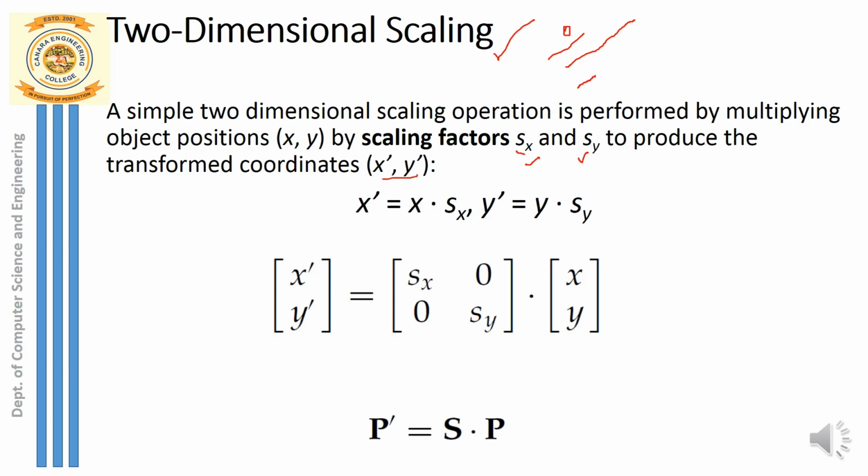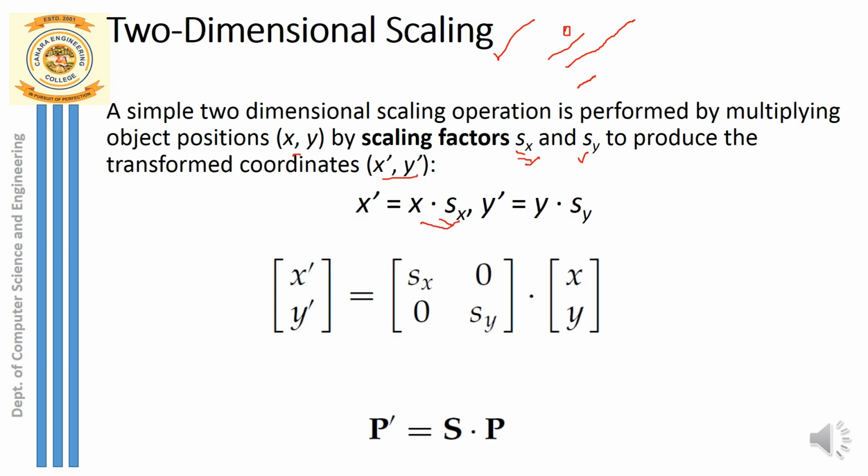So how do I rewrite it in the form of an equation? How do I compute the scaled coordinate? x dash is equal to the old x coordinate, which you now multiply with the scaling factor along the x-axis.